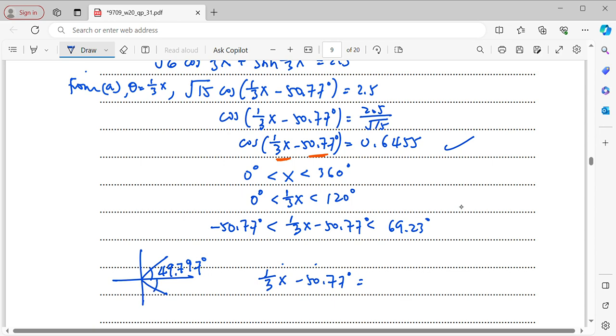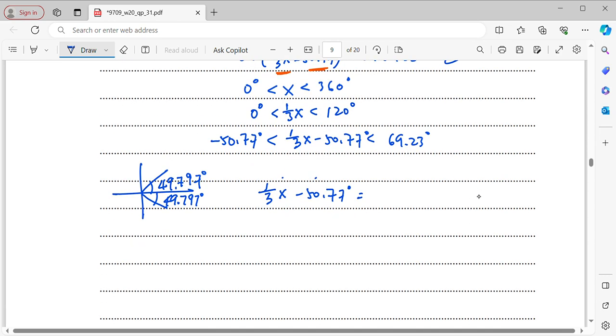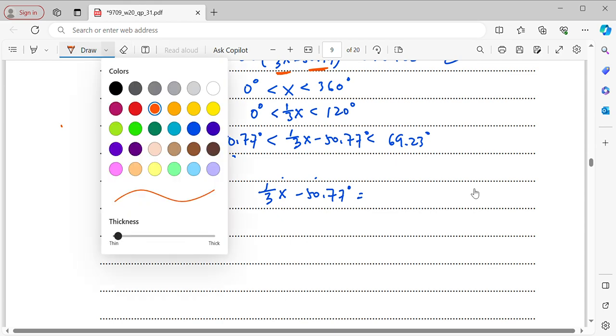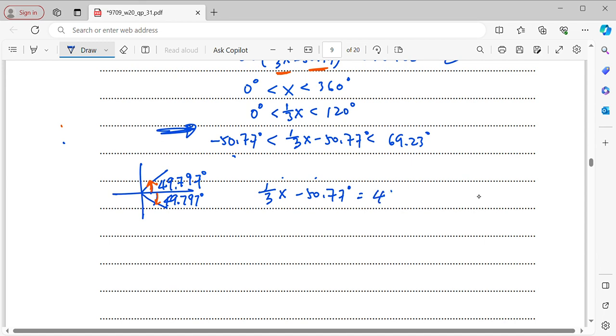So same goes to this value. This is going to be 49.797 degrees. Okay, so now when you write down the final answer, look at this interval. You can accept negative value up to negative 50.77 and then positive value is 69.23. That means my first angle is positive and my second angle is negative based on the diagram. Okay, so therefore I will write here positive 49.797 degrees and negative 49.797 degrees. Then now I will move the negative 50.77 to right side.